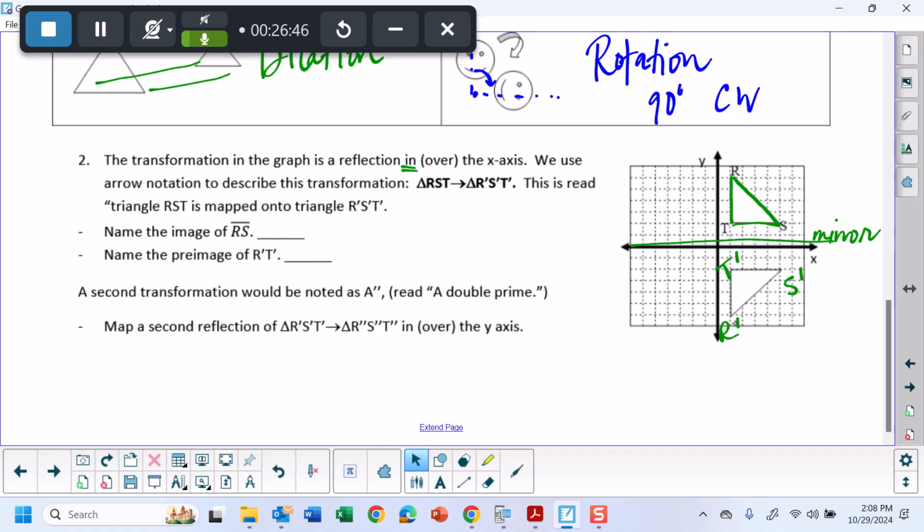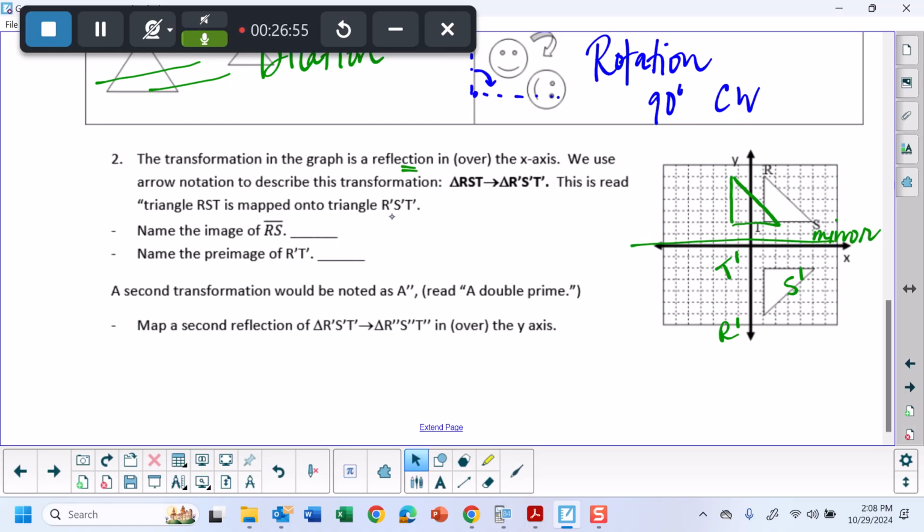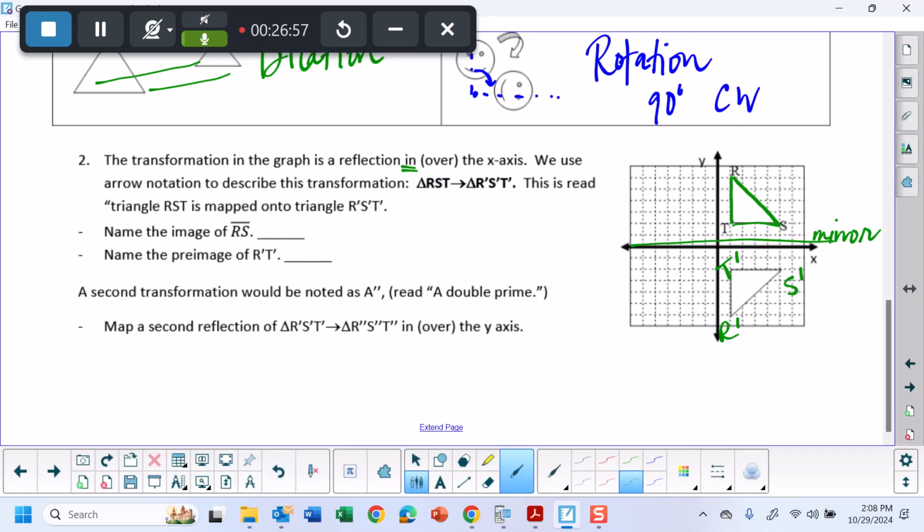So when I name the image of RS after this, we have the line segment R prime S prime. When I have the pre-image of R prime T prime, that's going to be segment RT.